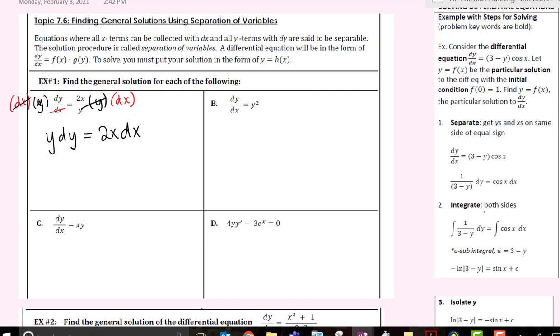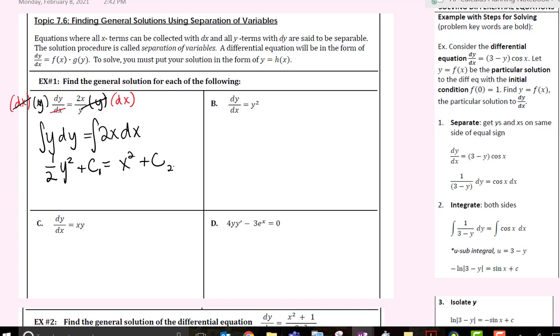Our second step is to integrate, so we're going to integrate on both sides. I know the integral of y is y squared over 2, so we have that 1/2, and then we have a plus c. Over here, I'm going to call this c1, and I'll talk about that in a second. Over here, this would be x squared plus c. Technically, this would be like a second c value.